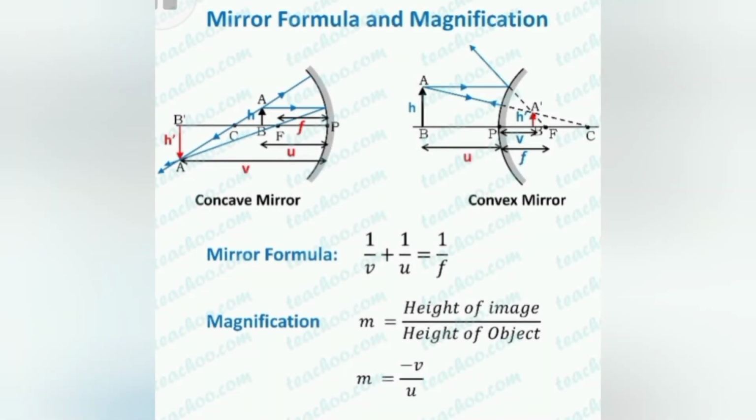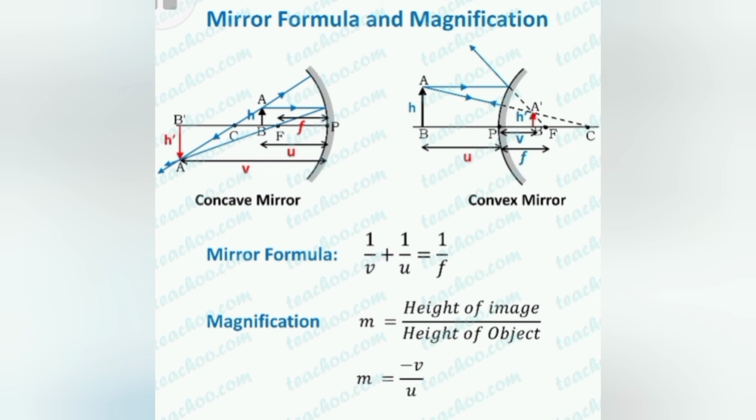Now the magnification. Magnification is the ratio of the height of the image to the height of the object. So m is equal to height of the image, which is represented by h dash, divided by height of the object h. So m is equal to h dash by h, which is also equal to minus v by u, where v is the image distance and u is the object distance.